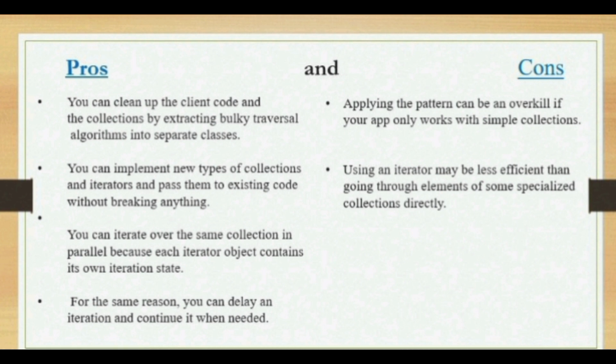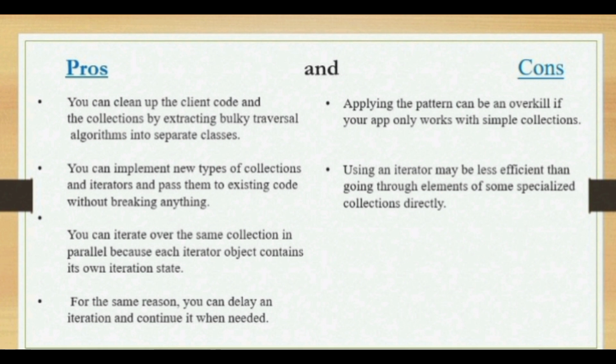The second point is you can implement new types of collections and iterators and pass them to the existing code without breaking anything. So we can very easily add new iterators and collections without making any significant changes to the code or breaking the lines of code. The third one is you can iterate over the same collection in parallel because each iterator object contains its own iteration state. The next point is for the same reason you can delay an iteration and continue it when needed. This point relates to the third point which we just talked about.